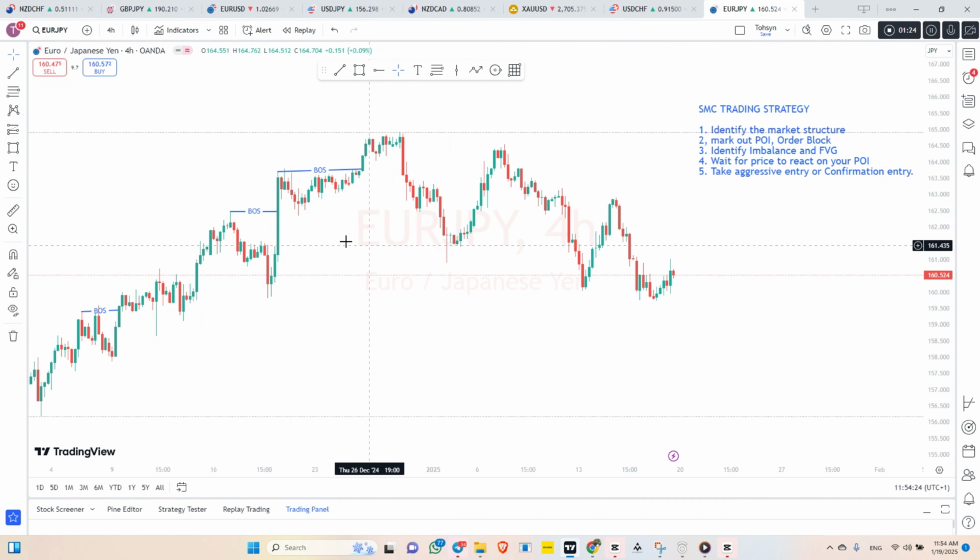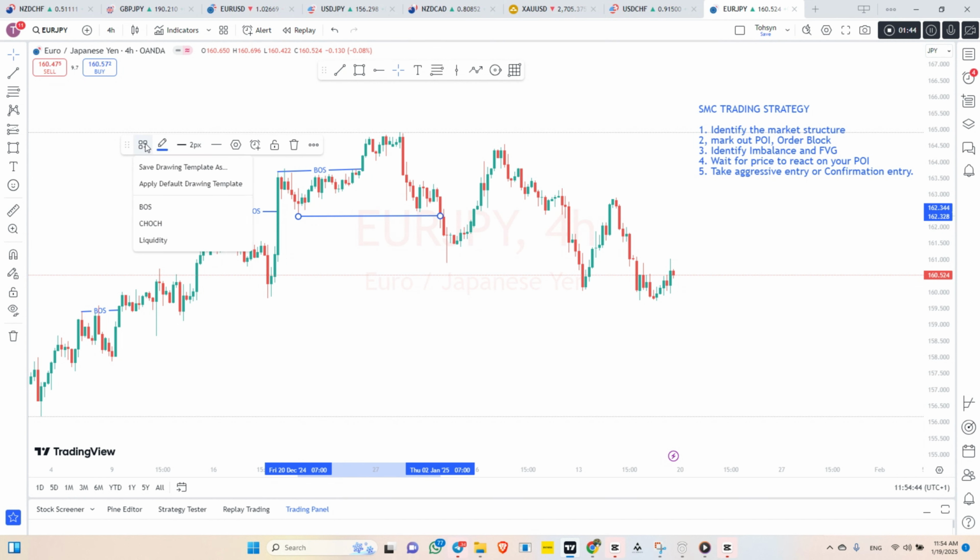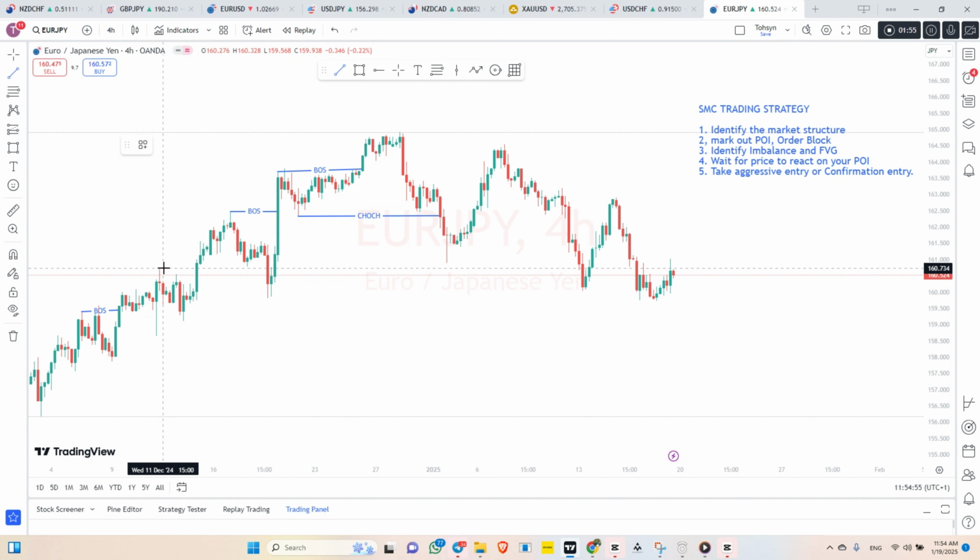So right here, instead of the market coming down to mitigate the other block that is here and create another high, instead the market broke the previous low, which means that the market has changed character to the downside, change of character. So now we're no longer looking for buys. The market has changed character to sell, to downtrend.